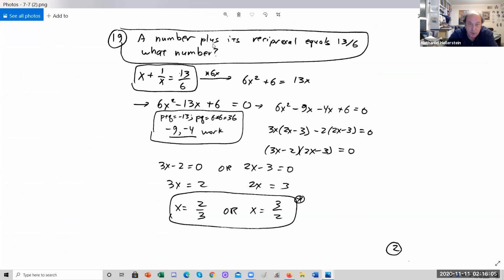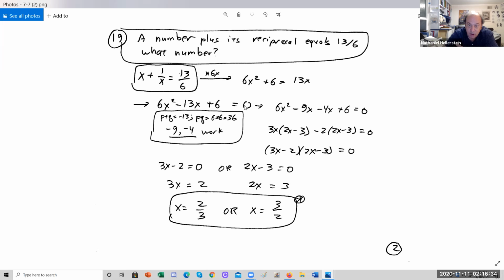Here we have a number plus its reciprocal equals 13/6. What's the number? Well, let the number be x. Its reciprocal is 1 over x. The result is 13/6. Okay, to get rid of denominators x and 6, we multiply by 6x. We get 6x squared here, plus 6 from here, plus 13x from here. Subtract 13x from both sides.